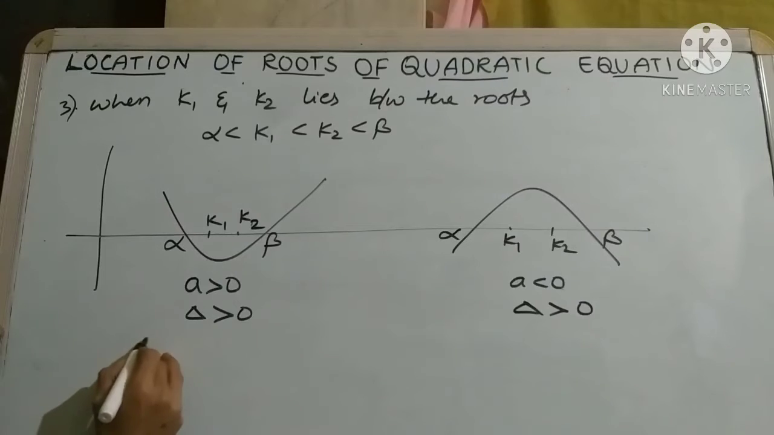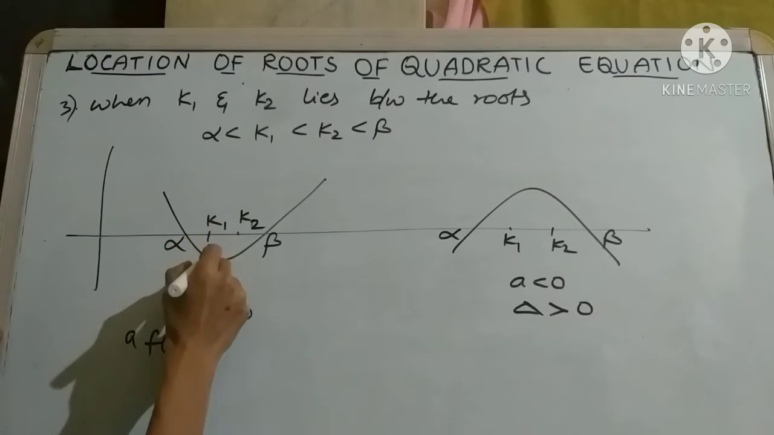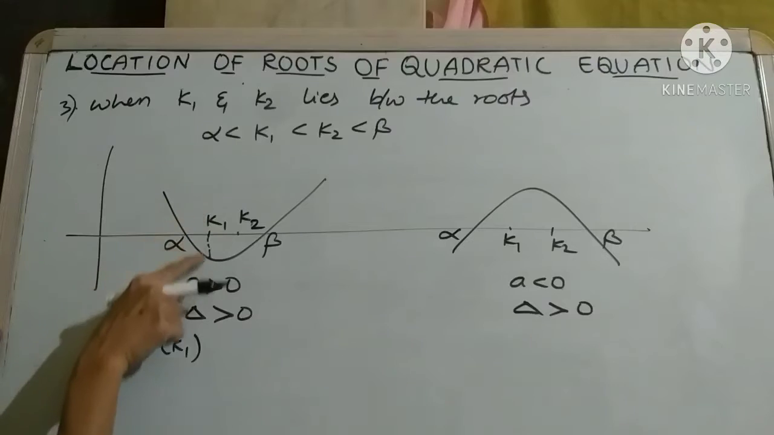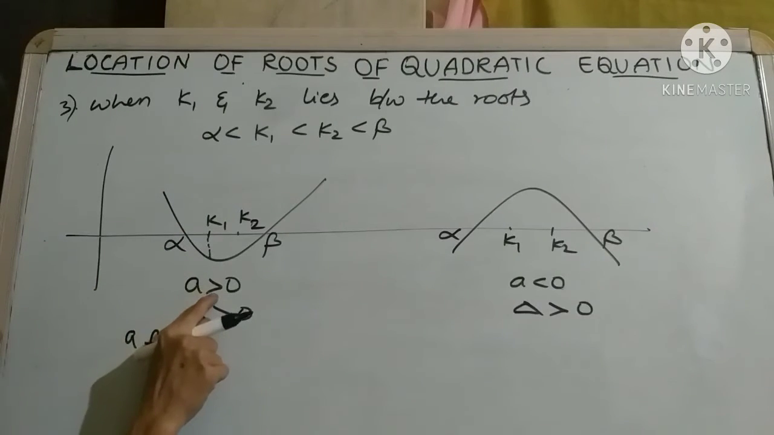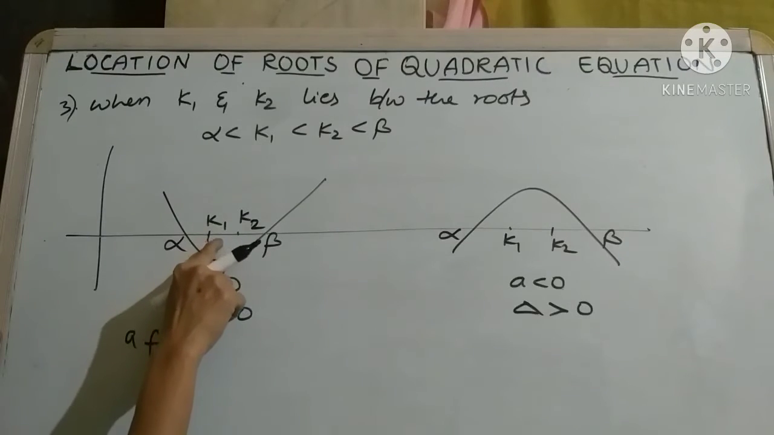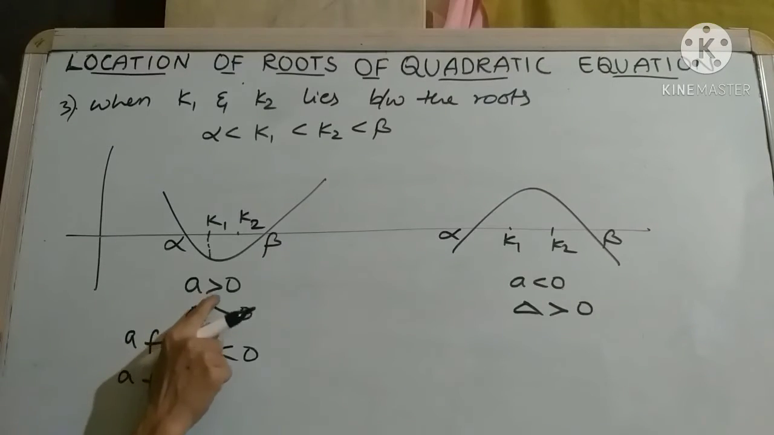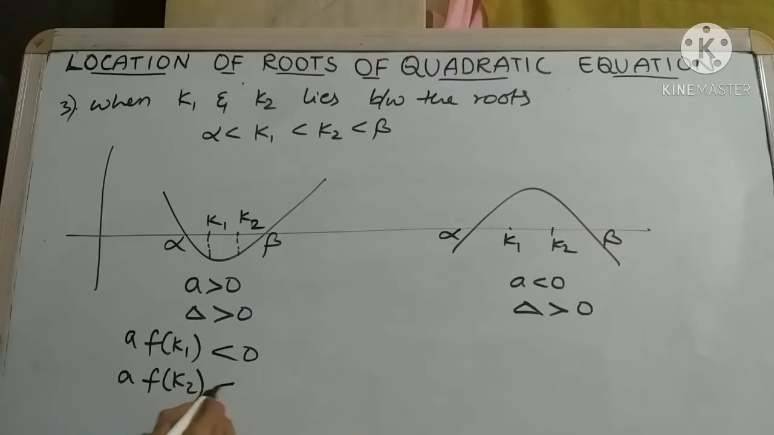Then a into f of k1. Here a into f of k1. A positive. F of k1 downward direction. No, the parabola k2, k1 point touches the parabola to down position. So that's why minus. Plus into minus. Here a greater than 0 and f of k1 minus. Plus into minus less than 0. Like that, a f of k2, that one also same, a greater than 0, f of k2 less than 0, positive into negative less than 0.